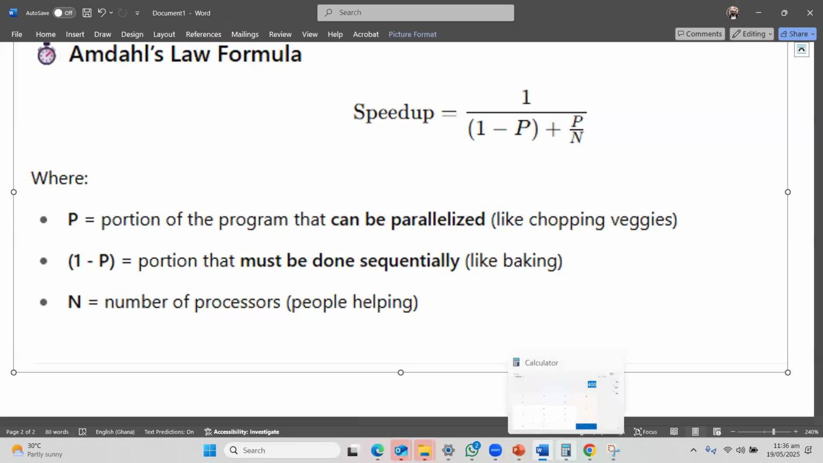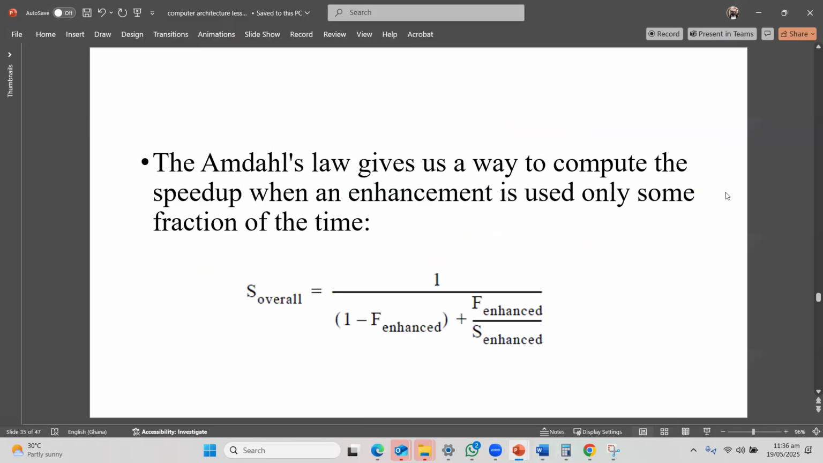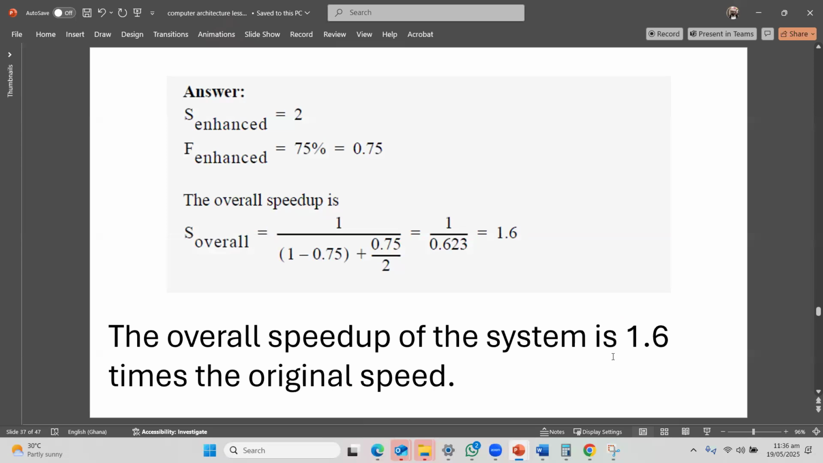This same formula is what I have put here in the slide. So 1 minus the enhancements or the function of enhancements that I can enhance over the speed up of the enhancements. So what speed up I will get when I enhance the thing. So for this question, S enhancements is 2. F enhancements is 75, which will give me 0.75 as a percentage. Therefore, the overall speed up S is 1 over 1 minus 0.75, which will give me 0.25, plus 0.75 over 2. All of this will give me this, and this would give me that.